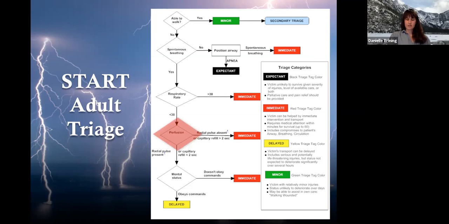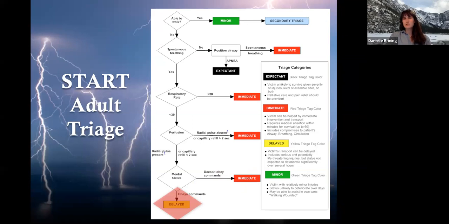The initial triage developed in Newport Beach used capillary refill greater than 2 seconds, but in 1996 they showed that the radial pulse had better accuracy, especially in cold environments. So if there's no radial pulse or the capillary refill is greater than 2 seconds, they're labeled red. If you do have either of those, you go to the final one, D, or mental status, and you check if they can obey commands. If they can't, then they're red. If they pass all 4 of those, A, B, C, D, then they go to yellow, delayed.